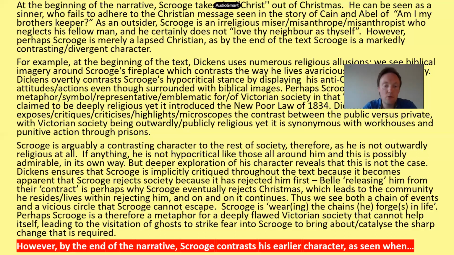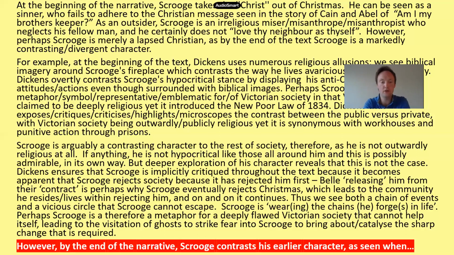Perhaps Scrooge is therefore a metaphor for, an emblem of, a symbol for a deeply flawed Victorian society that cannot help itself, leading to the visitation of ghosts to strike fear into Scrooge to catalyse the sharp change that is required.